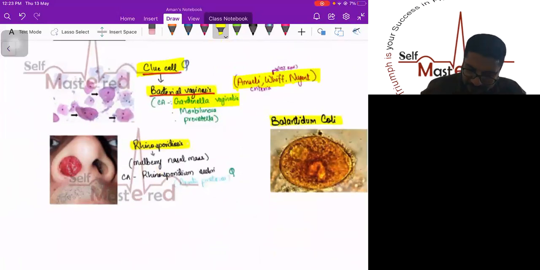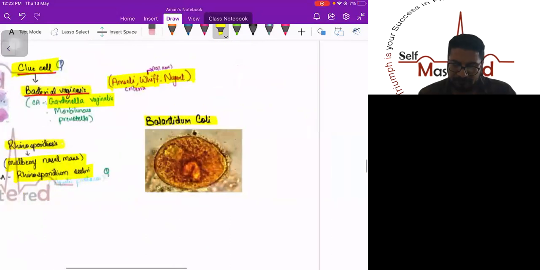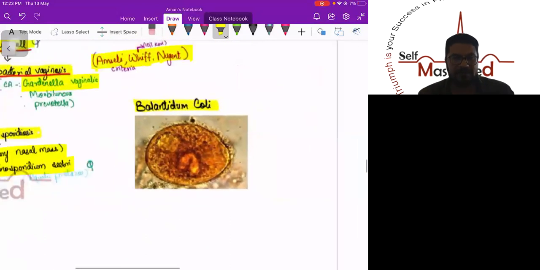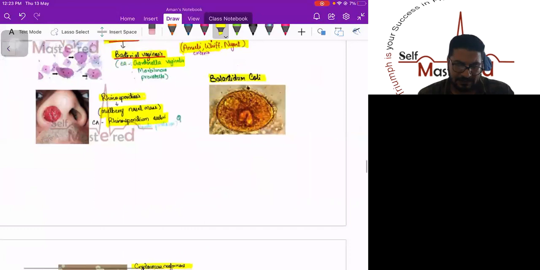Mulberry-like nodular mass, right? Causative agent is Rhinosporidium seeberi. It is seen in rhinosporidiosis. Then they can ask you the image of Balantidium coli.